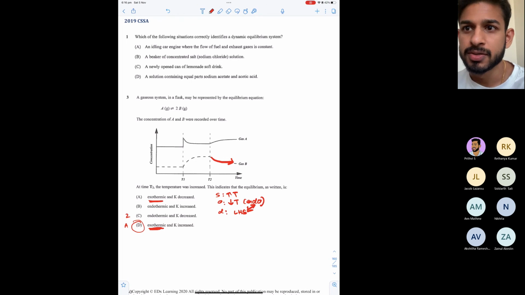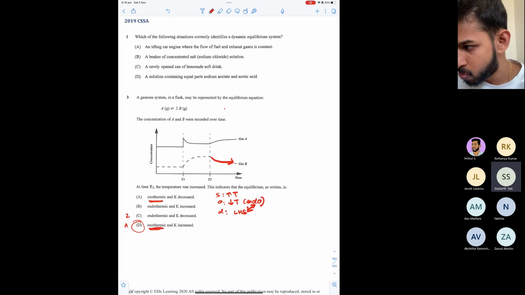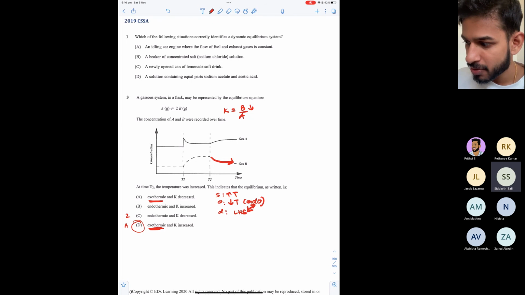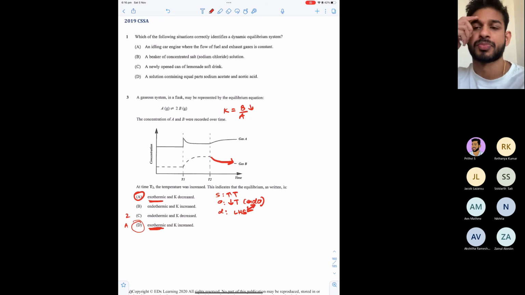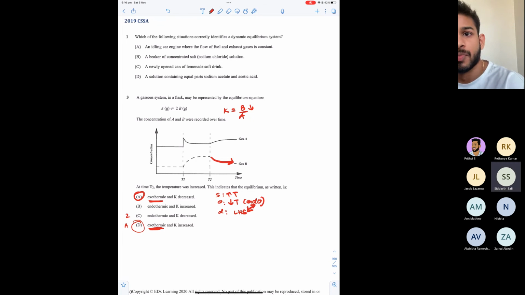What happened to K? You guys tell me. Since it's products over reactants and B over A, B has decreased, so you can infer that K has also decreased. There you go. So my answer would have been A. Does that make sense to everyone?